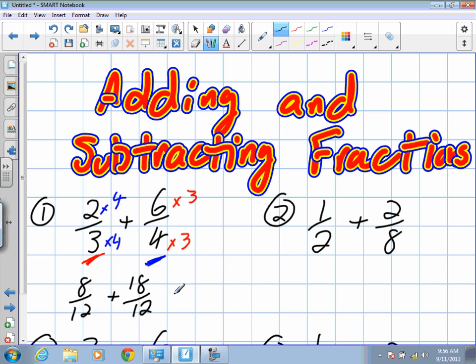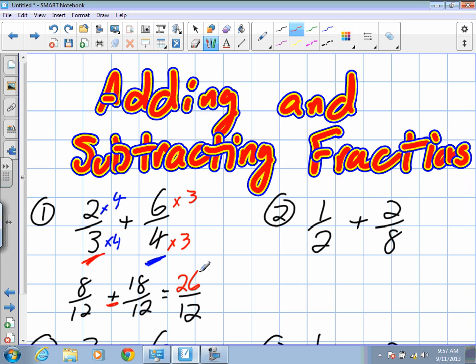Okay? Now, we have a common denominator of 12. When we add and subtract, our denominator does not change. Our answer will have a denominator, or the number on bottom, of 12. From there, we add or subtract, depending on the operation, the top of the fraction, the numerators. So 8 and 18 equal what value? That's right. 26 over 12 is our answer.